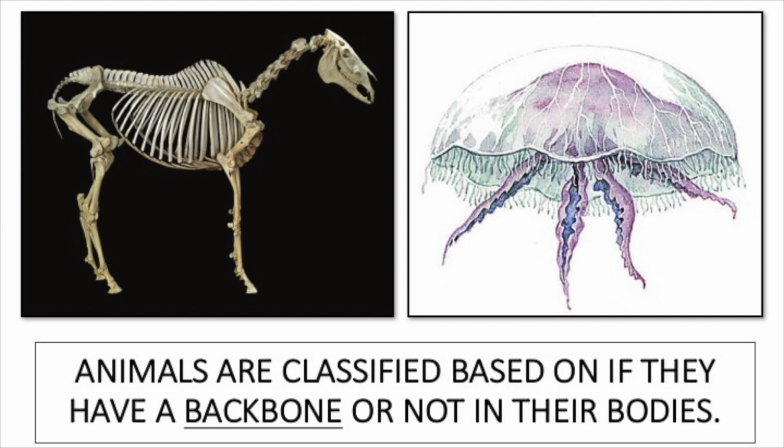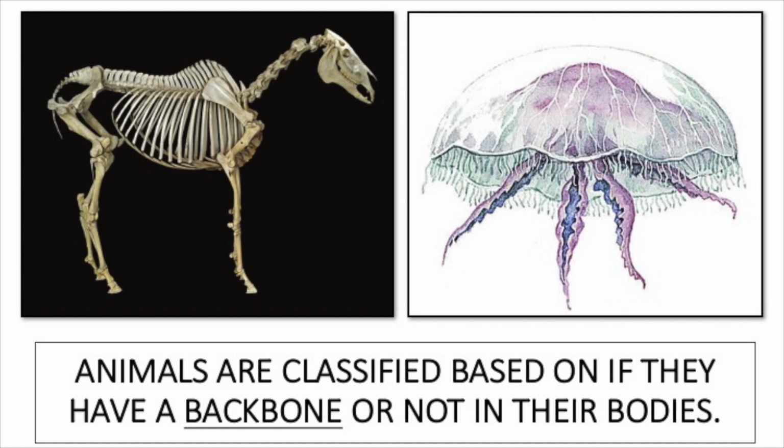Animals are classified based on if they have a backbone or not in their bodies. For example, we all have a backbone. And in this slide here, you can see two different types of animals. Well, you can see the skeleton of one animal. Does anybody know what animal this is? A skeleton of? Horse, yes, well done. And here, you can see these series of bones here, all the way to the tail. And this is the horse's backbone. So this makes the horse a type of animal called vertebrate.